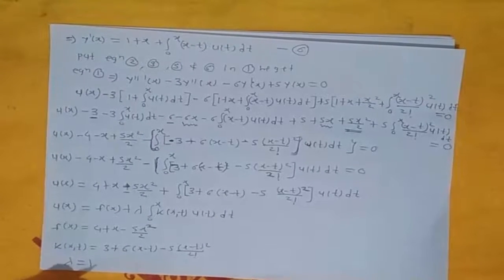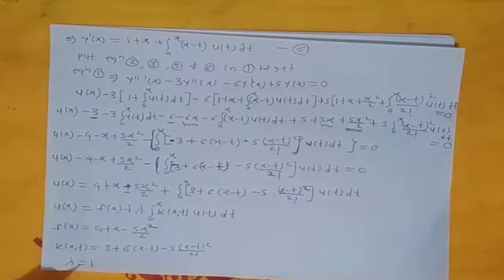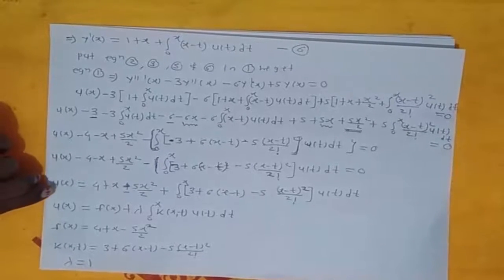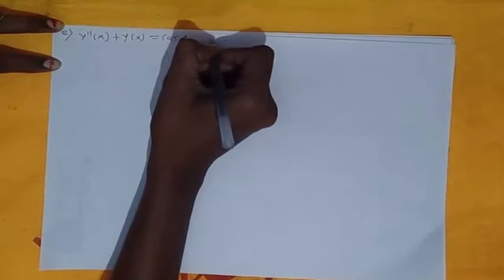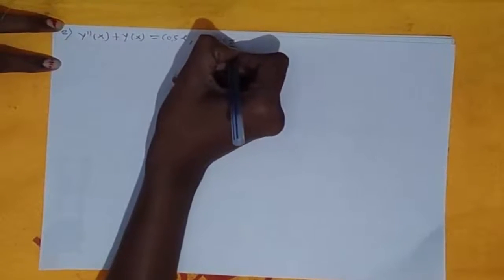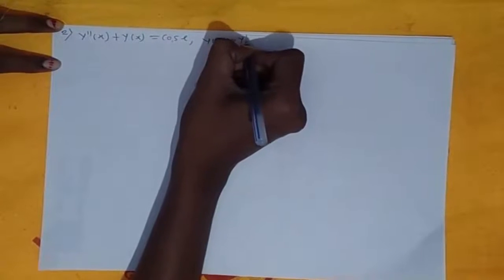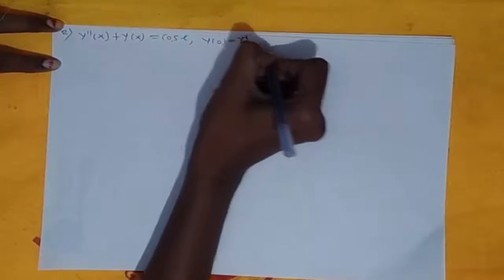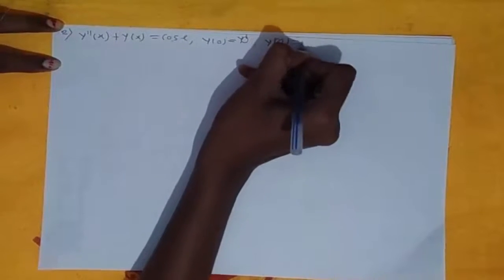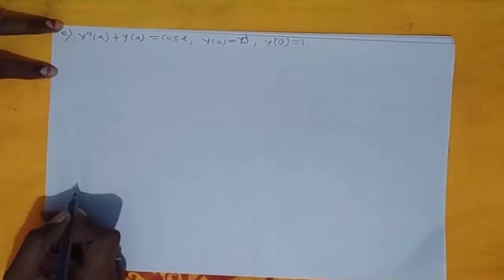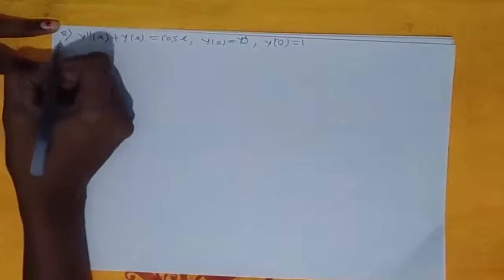This is the solution, that is we convert the given initial value problem to the Volterra integral equation. Then we solve the next example number 2. y double dash of x plus y of x is equal to cos x with initial conditions y of 0 is equal to 0 and y dash of 0 is equal to 1.